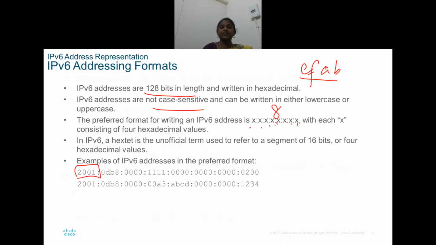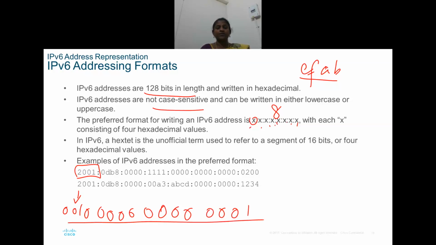Right. So every section is represented by means of 4 digits, and every digit is represented by means of 4 binary bits. For example, 2 can be written as 0, 0, 1, 0. And 0 is represented as 0, 0, 0, 0. Again, that is 0, 0, 0, 0. And 1 is represented as 0, 0, 0, 1. So this is the representation of 2001. This is the IP version 6 representation.